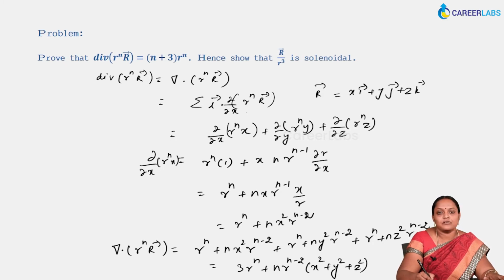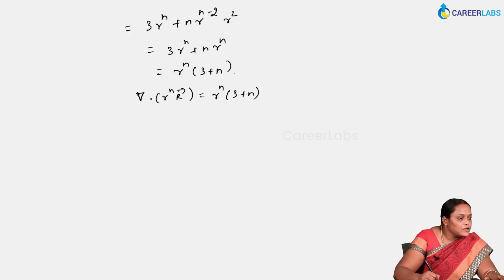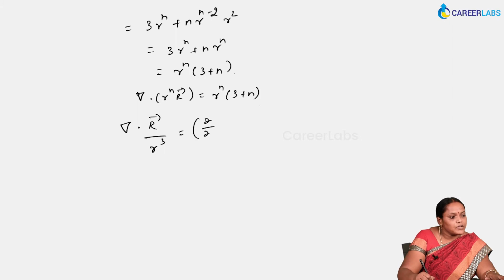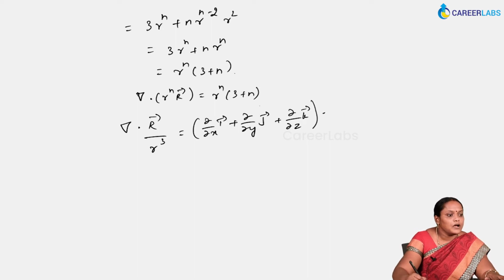What is the definition of solenoidal? Del dot whatever vector they give should equal 0. So del dot of r vector divided by r cubed equals dou by dou x i vector plus dou by dou y j vector plus dou by dou z k vector, dot product with r vector by r cubed. That is, r vector is x i vector plus y j vector plus z k vector, divided by r to the power 3.